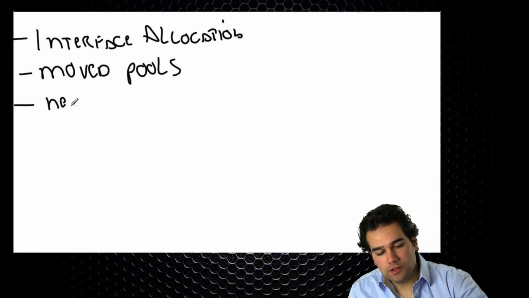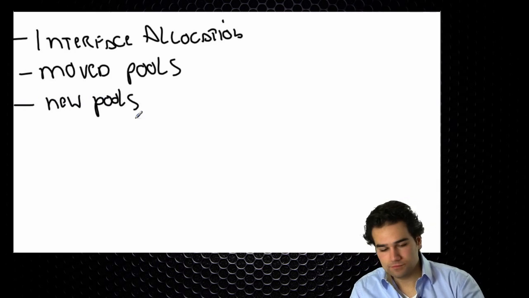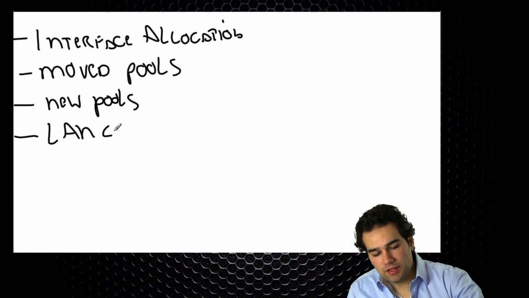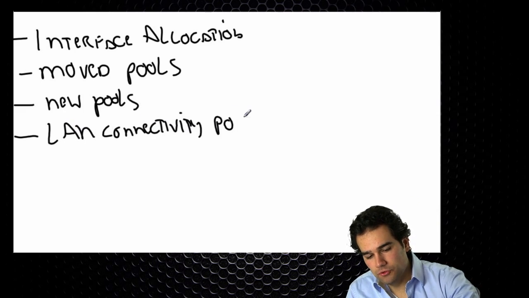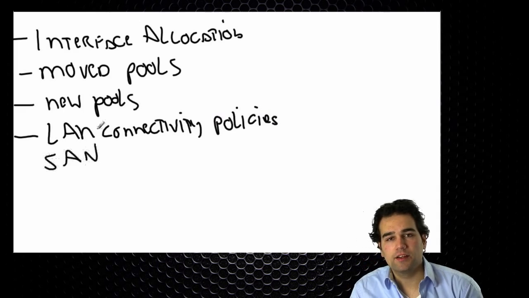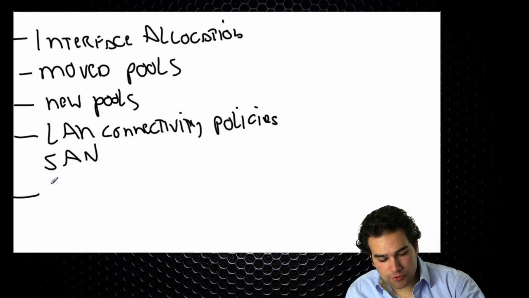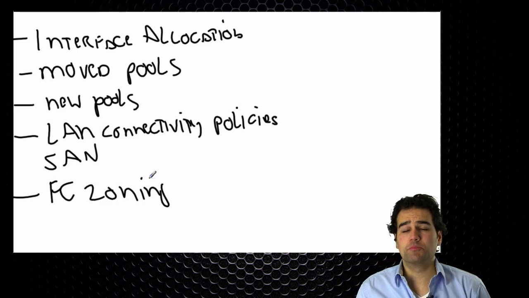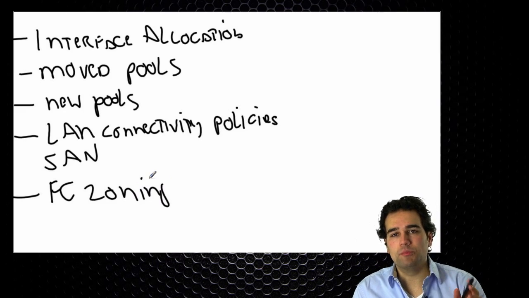We have a concept of some new pools that we can use, some new pooling features that we can introduce. We have a thing called LAN connectivity policies. So a new type of policy. We also have that for SAN, of course, so LAN and SAN connectivity policies. So new policies. Of course, the most important change is fiber channel zoning, which is now supported to be done on the UCS itself, and even inheriting that between blades and storage.